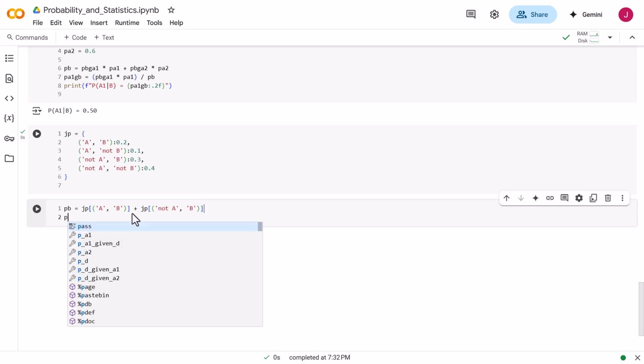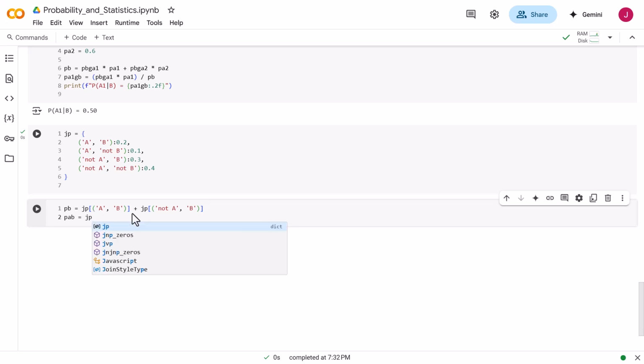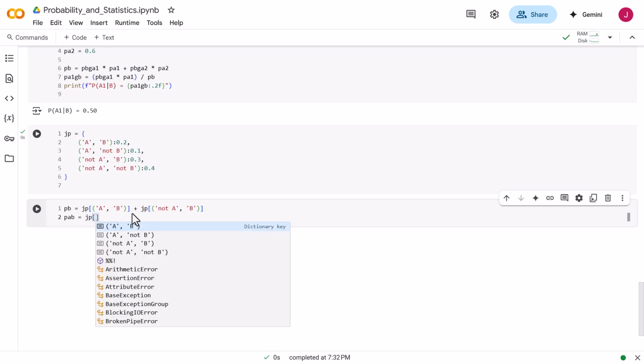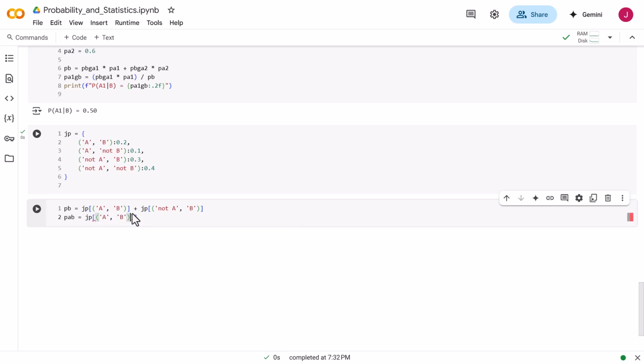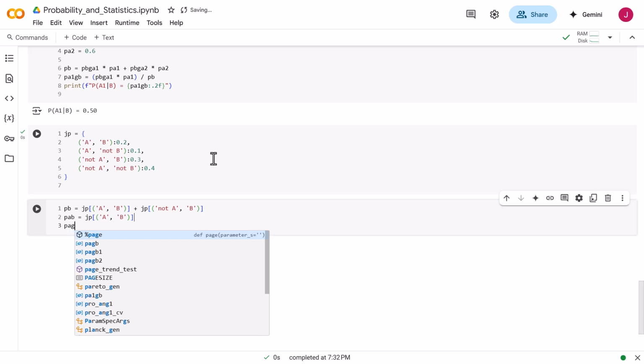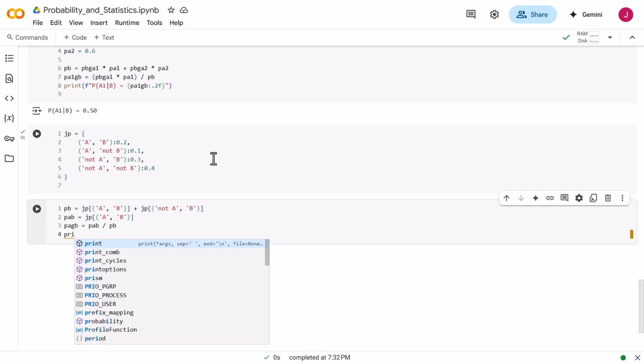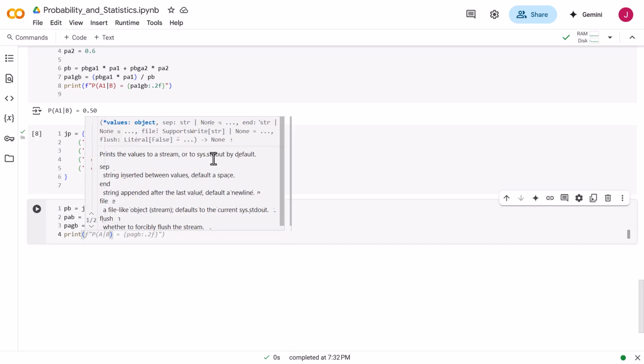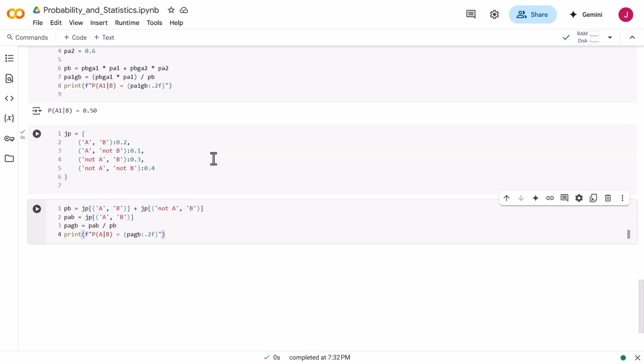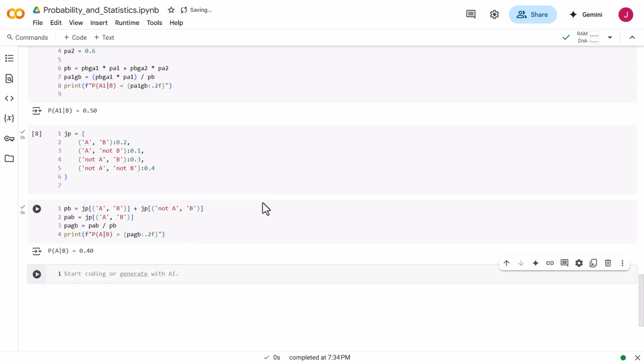Then probability of A and B is equal to joint probabilities A and B. And probability of A given B is equal to probability of A and B divided by probability of B. Then I can print an f-string: probability of A given B is equal to probability of A given B, right? So this is 40%.